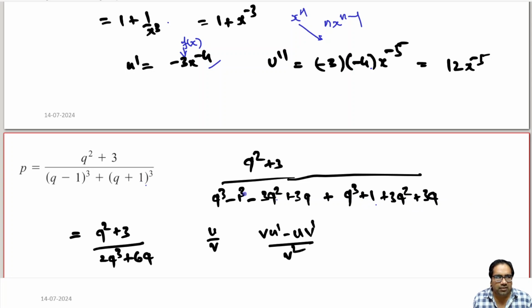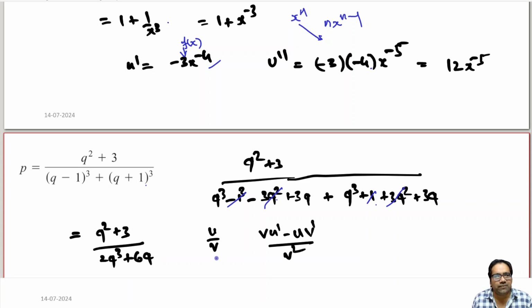Now here, this minus 1 and this plus 1 will get cancelled. This minus 3q square and plus 3q square will get cancelled. We will be left with q cube plus q cube, which is 2q cube, plus 6q. Now we have q square plus 3 here and 2q cube plus 6q in the denominator. Can we simplify this further?